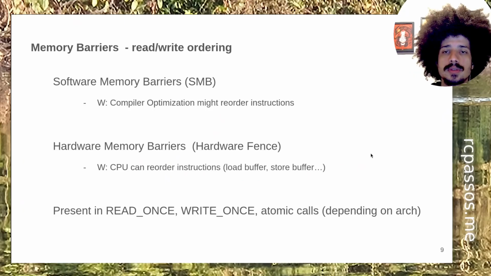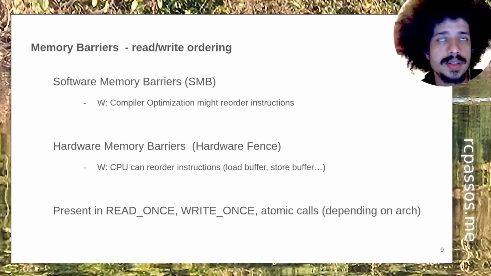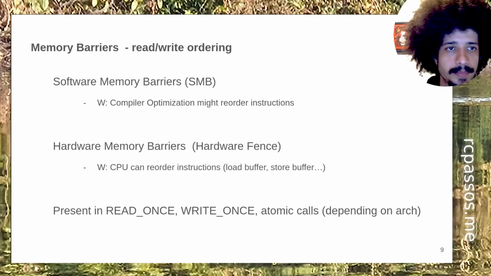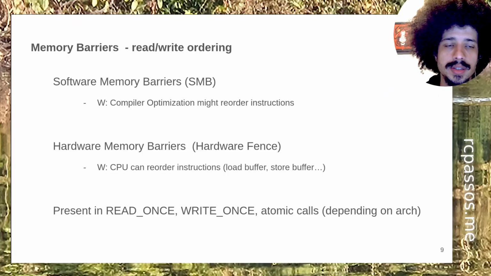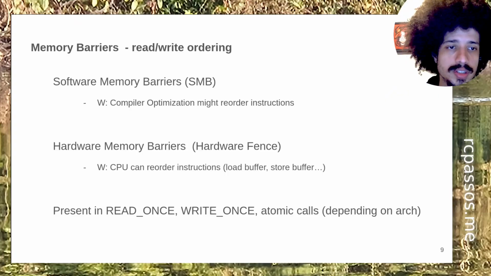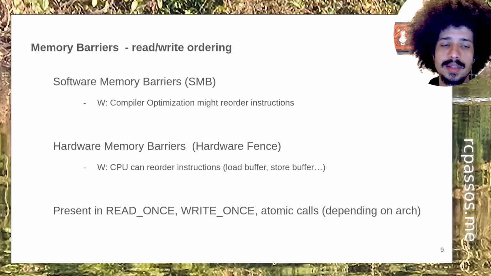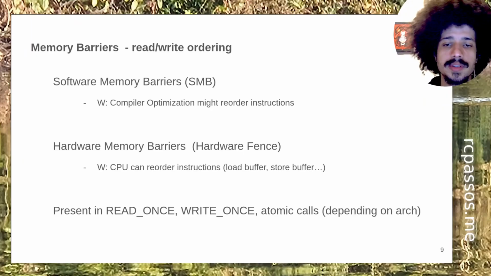Now, going back to memory barriers. There are two kinds of memory barriers. They are the same, but one focuses on how compilers deal with our code, and the second on how the CPUs themselves handle the instructions we give them. In the kernel, we usually have this in READ_ONCE and WRITE_ONCE calls, and depending on the architecture, even the atomic calls need these barriers too.